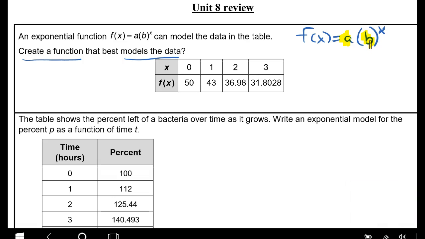Okay, so let's first look at a. So I know that when x is 0 the function is going to be equal to 50. Okay, so let's just write that out. So I know that the function will be equal to 50 when x is 0. So I plugged in that 0 where the x is. Now if we think about it, what is any number raised to the power of 0? Well, it's equal to 1.